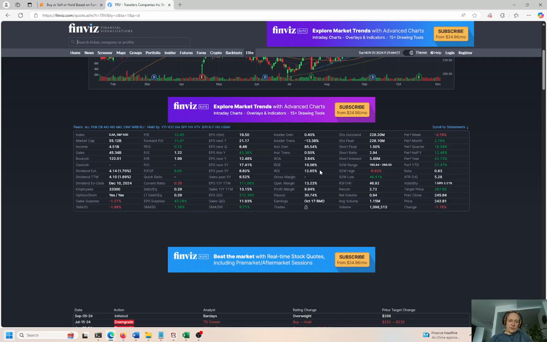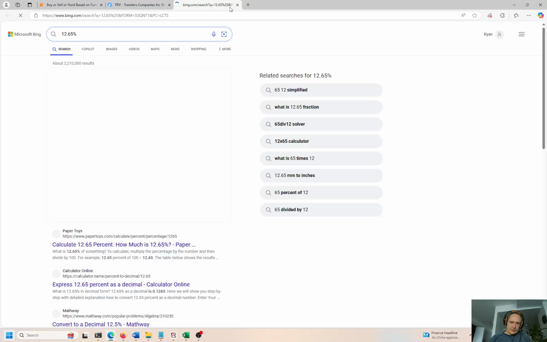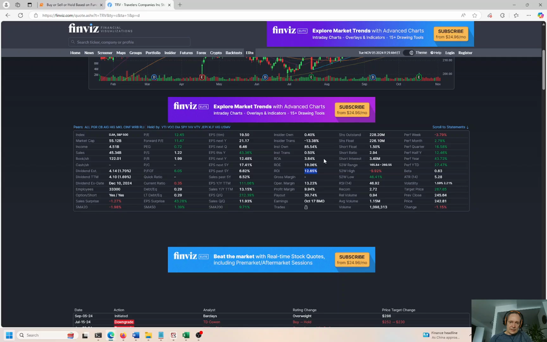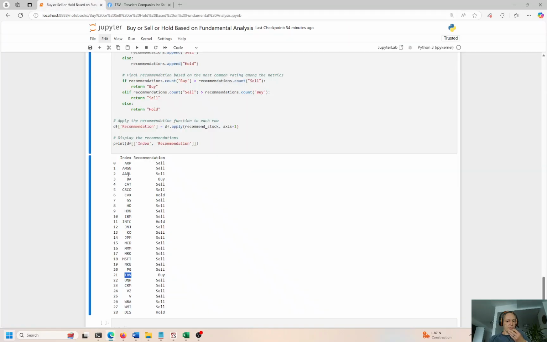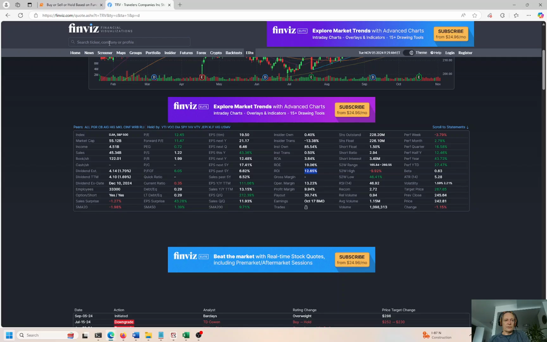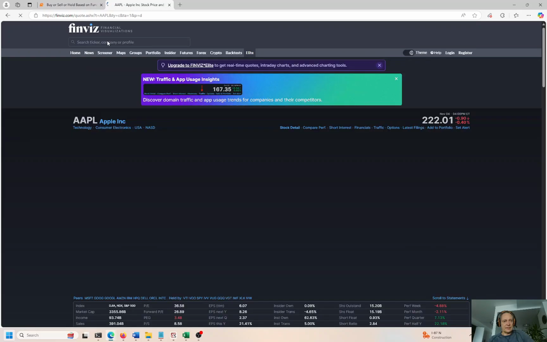This is a good return, right? Return on investment 12%, return on equity 19%. Whoops, I didn't mean to click that. And ROA 3.84%. So I can see why this is a buy recommendation, right? This looks pretty good. Let's see one sell. Apple is a sell, AAPL. Oh, this is the first one we looked at, right? Let's go back there and look at this guy again.